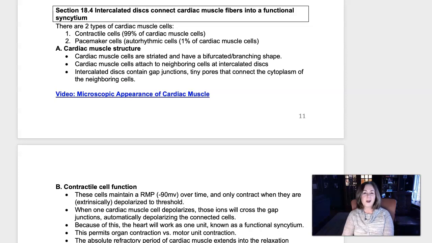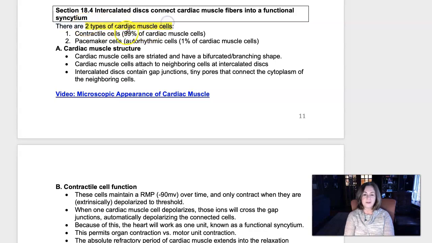In this video, we'll talk about cardiac muscle, especially how it differs from skeletal muscle and the way that it's regulated. So if we take a look at just the myocardium, the muscular wall of the heart, there are two types of cardiac muscle cells.